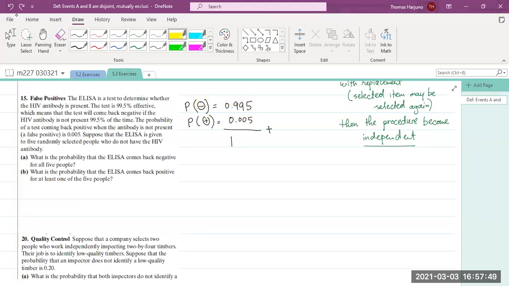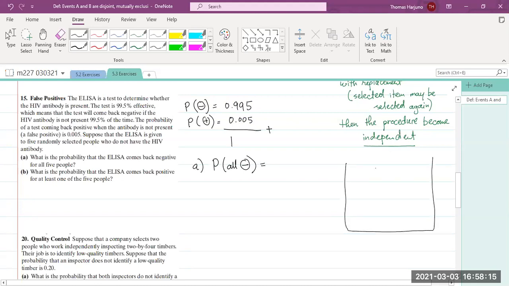Now suppose that the ELISA is given to 5 randomly selected people. Of so many people, you randomly select 5 people. Part A: what is the probability of all negative for these 5 people? Imagine that you have a pool of a lot of people, like 10,000 or 1 million people, such that every time you pull somebody from there, the probability that person is negative is 0.995.